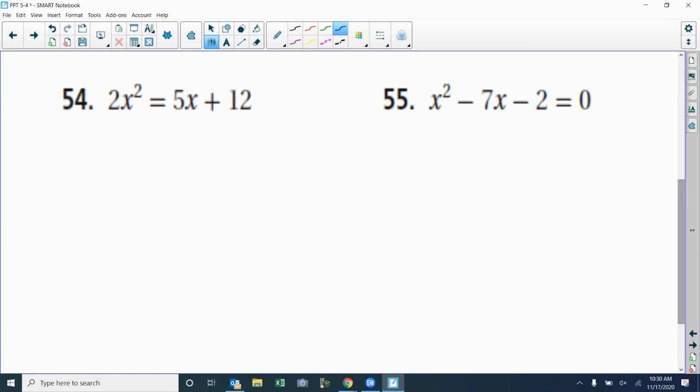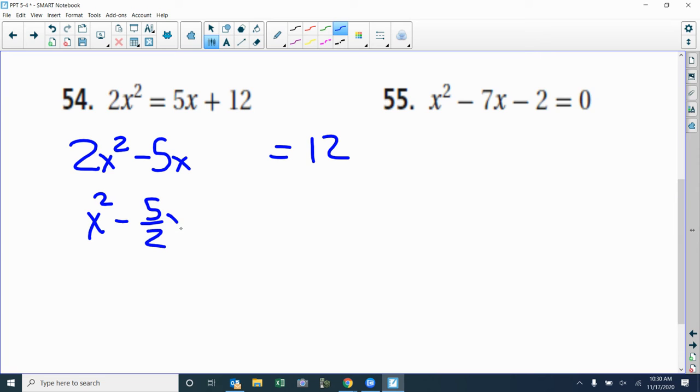Okay. So we're gonna do 54 together, so we're gonna end up with 2x squared. Bring the 5x over, it's gonna be minus 5x equals 12. Right? Step 1. Moving on to step 2. Divide everything by 2. So we're gonna end up with x squared minus 5 over 2x. Don't forget to divide this by 2.